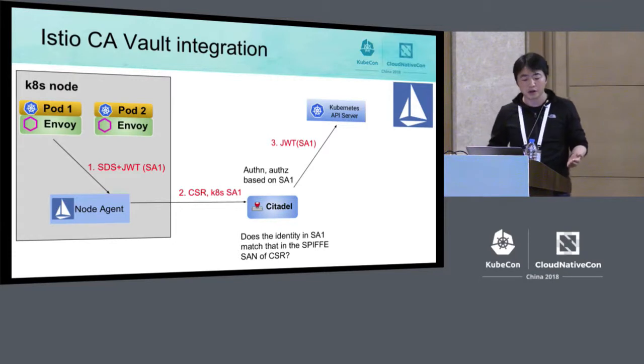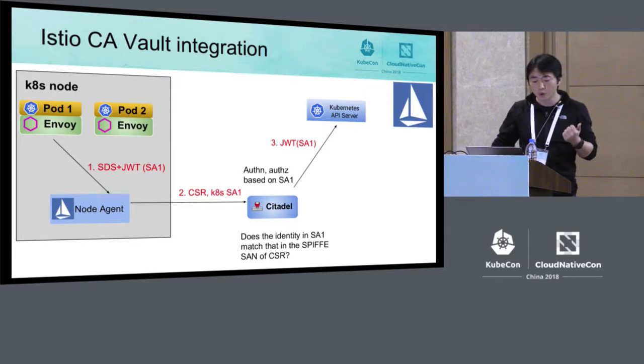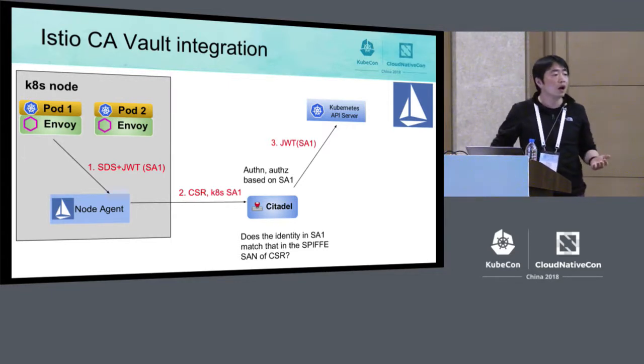And the node agent will generate a certificate signing request and forward the service account of the Envoy to Citadel. So the service account here is a Kubernetes service account. It's a JWT. And the Citadel will do authentication and authorization for this service account, for this JWT, by contacting the Kubernetes API server. So the API server issues the JWT, so it will be able to authenticate the JWT.